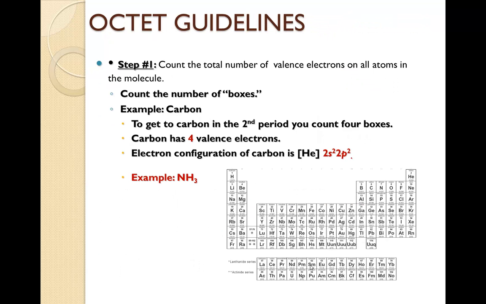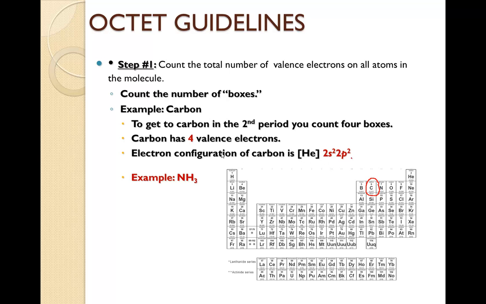Alright, so let's talk about how to do these Lewis dot structures. First thing you want to do is count the number of valence electrons on all atoms in the molecule. So for instance, if we're looking at carbon, there's a really easy way of looking at the periodic table if they're representative elements and determining how many valence electrons it has.